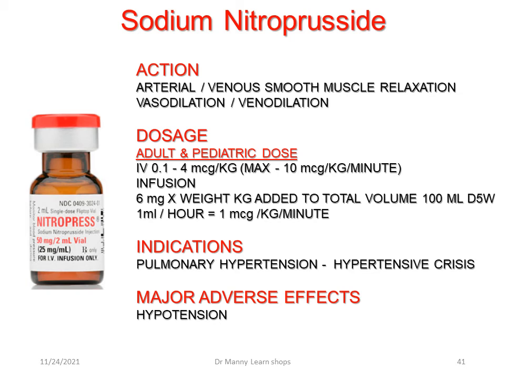The dose, again according to your organisational policy, but the generic dose here, intravenously 1 to 4 micrograms per kilogram, maximum 10 micrograms per kilogram per minute as an infusion. Or you can use a weight formula, 6 milligrams by weight, kg, added to the total volume, 100 mils, 5% dextrose, 1 mil per hour, which equals 1 microgram per kilogram per minute. Indications are for any form of hypertensive crisis, pulmonary hypertension. The major adverse effects are hypotension.